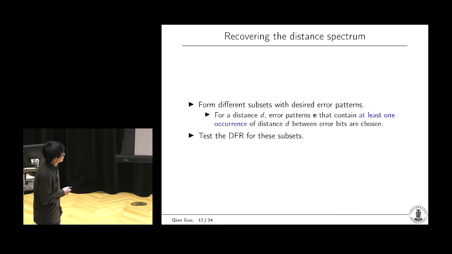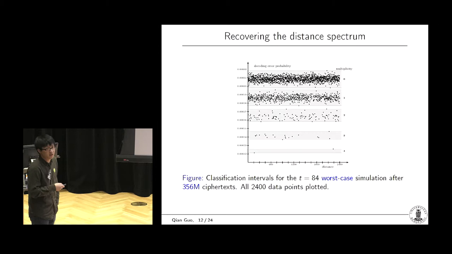So what we do is form different subsets with designed error patterns. Given the distance, we choose a pattern that contains at least one occurrence of distance d. If not, we discard that pattern. So we have many subsets, and then we test the decryption failure rate for these subsets. This is the experimental result, and we do 10 simulations, and this is the worst case. So we see that we can classify the multiplicity according to its decoding error probability. Then we can recover the distance spectrum, and then we can do the full key recovery. This is the first case.